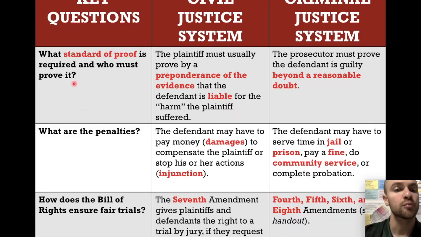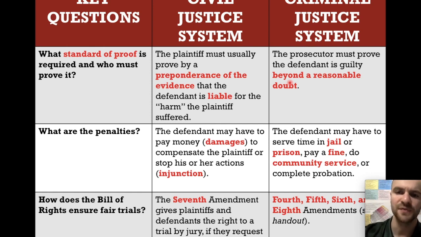Let's talk about the standard of proof in the criminal justice system and the civil justice system. So the standard of proof is the amount of evidence that is required to win the case. Let's start with the criminal justice system. In criminal law, the prosecutor, representing the government, must prove the defendant is guilty beyond a reasonable doubt. Beyond a reasonable doubt. Remember that phrase. I'm going to be using that quite often in this class. Do not forget it. So what does that mean?